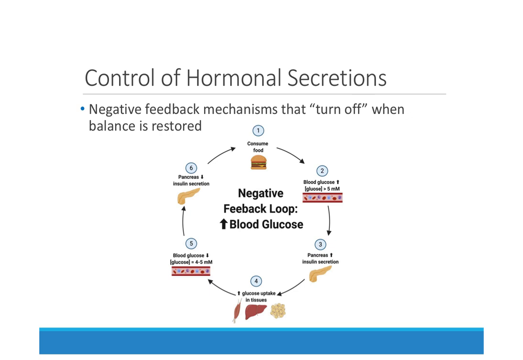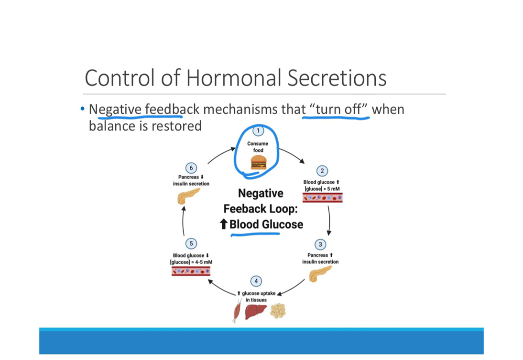Hormones in your body are controlled by negative feedback loops. Remember, negative feedback is a mechanism that turns off the process whenever balance is restored in whatever homeostasis process we're talking about. So here's a little illustration of this negative feedback loop in effect in controlling blood glucose levels. It would start when you consume some food, and so the food will be digested and glucose will move into the blood.